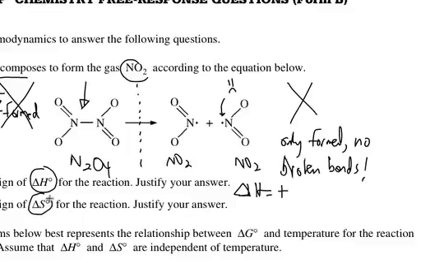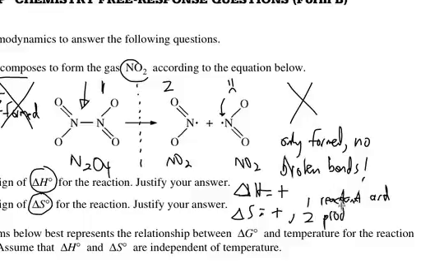Predict the sign on delta S. So I look up here and it doesn't give me information about the states of matter. When I look at this reaction, I have one thing over here and I have two things over here. So delta S is going to be positive, and that's because you have one reactant and two products.